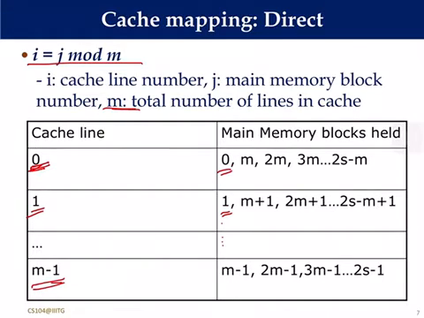So what is the next line or next block in memory? It is M, right? So essentially the 0 will be associated with block number 0, M, twice M, thrice M, so that way. Similarly, block number 1 will be associated with block number 1 in main memory, M plus 1, twice M plus 1, and so on and so forth.